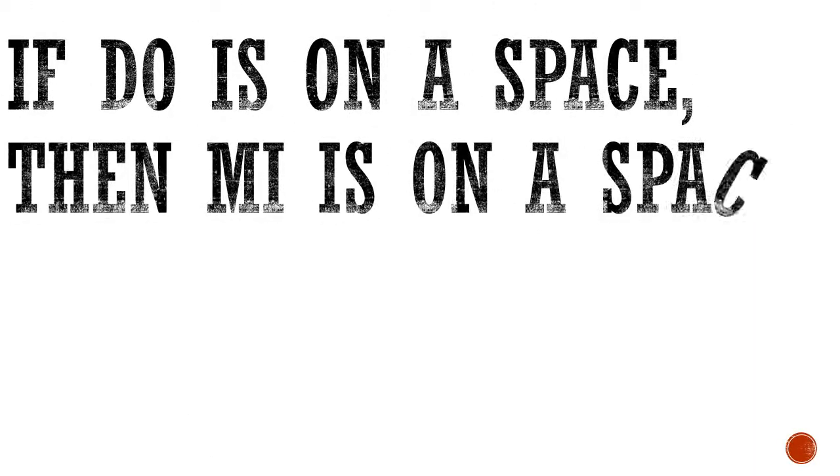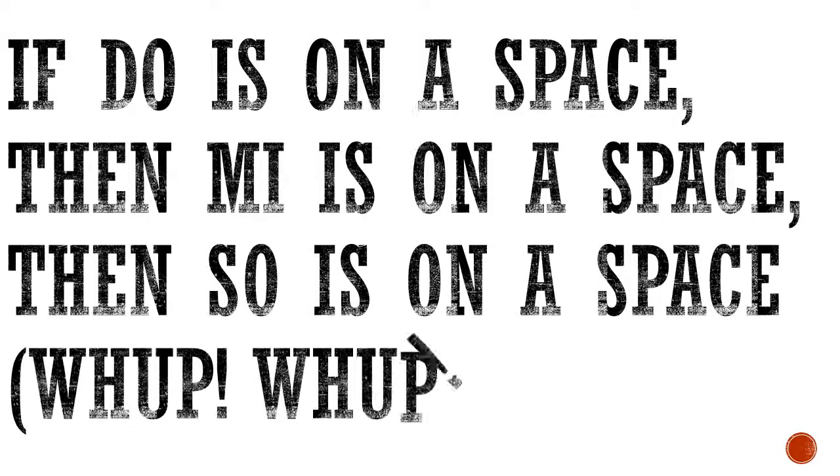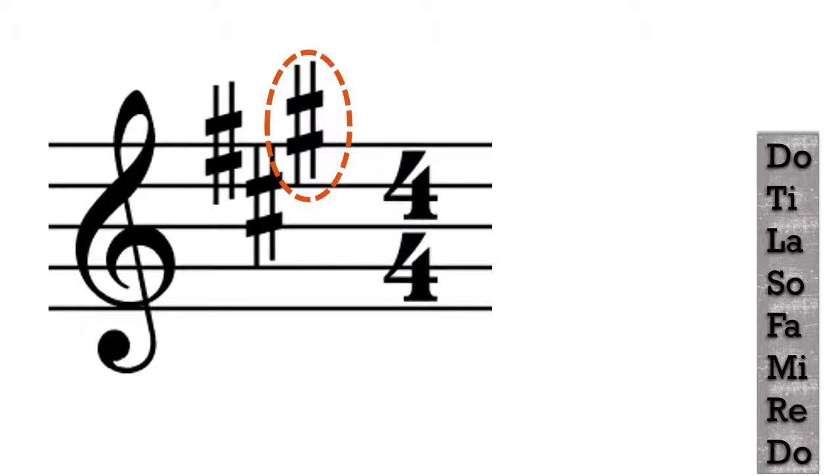Now, if do is on a space, mi is on a space, so is on a space. Whoop, whoop. Once again, let's do that together again. The last sharp is ti, which puts ti here, and then do is right above it. You work that backwards: do, ti, la, so, fa, mi, re, do. And then you know do is down here. Do is on a space. Mi is on a space. So is on a space.